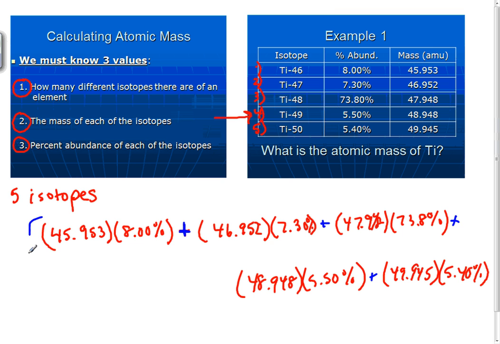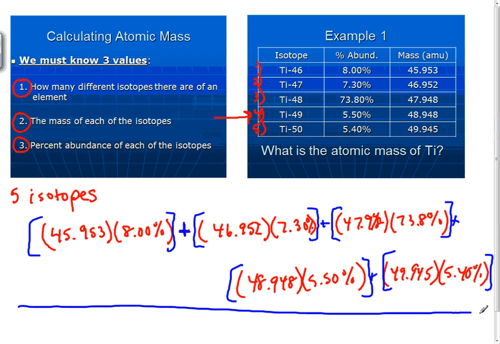You're adding each term. So you're going to multiply those numbers, and you're going to add those numbers, and you're going to get 5 terms for the 5 isotopes, all divided by 100.